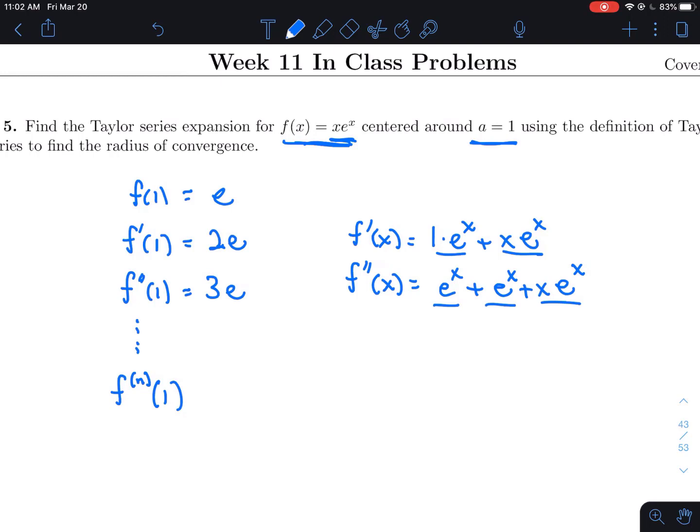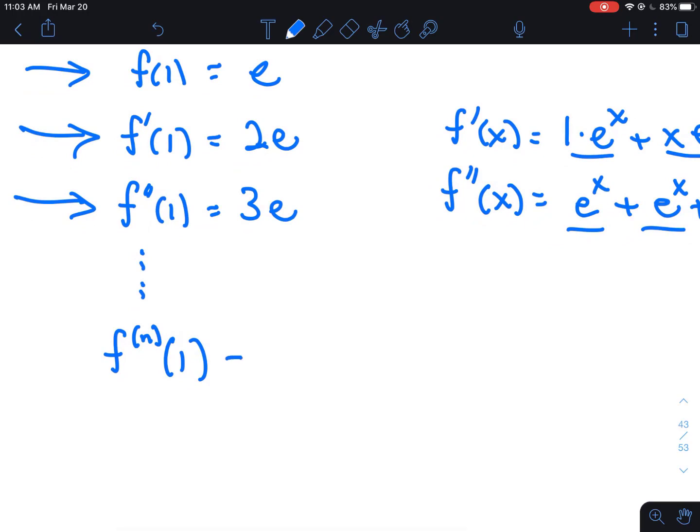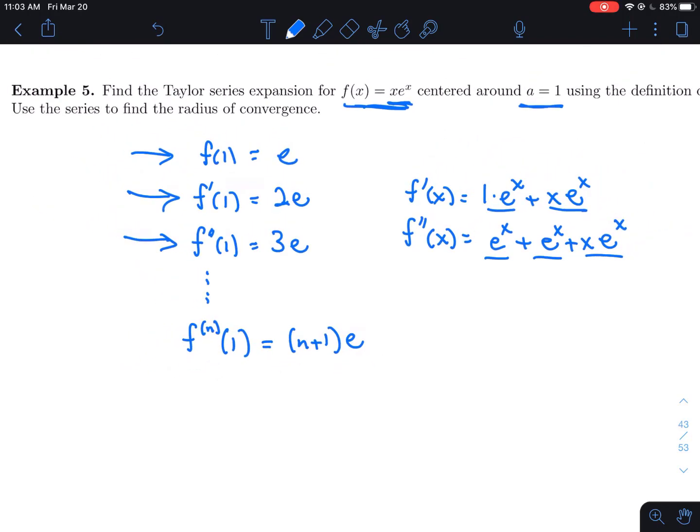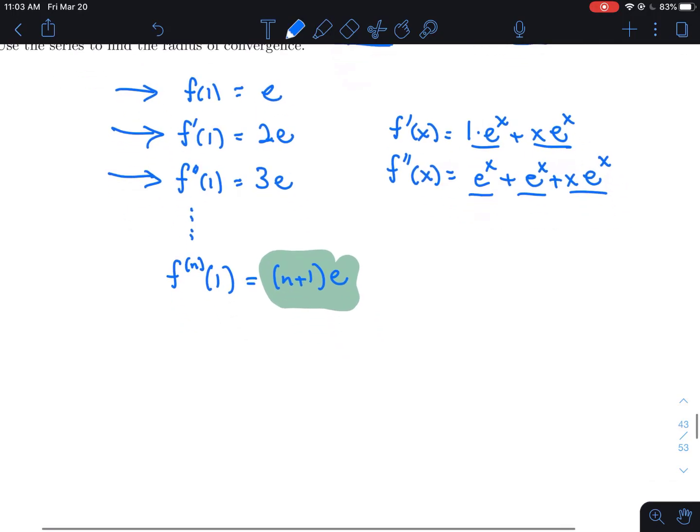So notice, when I took 0 derivatives, I had 1 e. When I took 1 derivative, I had 2 e's. When I took 2 derivatives, I had 3 e's. It always seems that the number of e's that I have is 1 more than the number of derivatives I'm taking. And so if I'm taking n derivatives, I would conjecture that we should have n plus 1 e's. And so this right here is going to be the general formula for the nth derivative of f at 1. Again, that's the hardest bit.